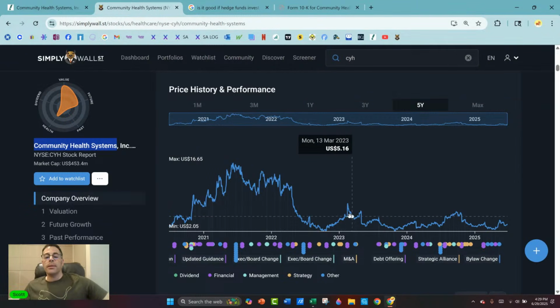And there's always going to be these rebounds because when a stock gets low, wow, it got down to $2. That would have been a great time to pick it up.